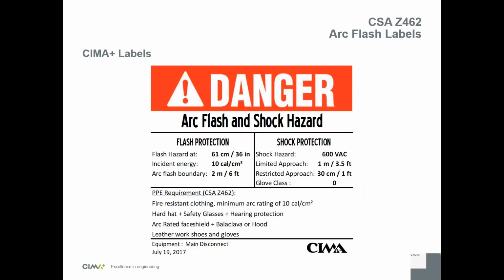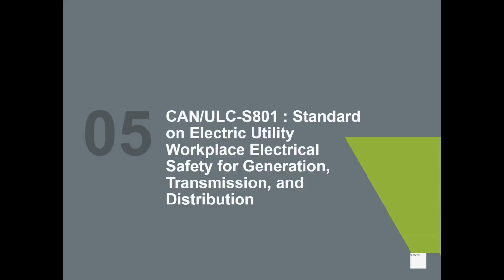This is an example of CIMA Plus labels. We put danger, arc flash, and shock hazard, all the distances in centimeters and inches, meters, or feet. And then we list the PPE in the label. So you never have to go back to the standard to say, oh, which PPE are required. We put it directly on the label. So this is it for the CSA Z462 standard.